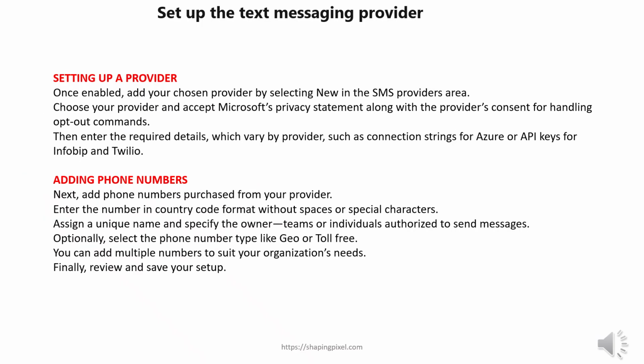Setting up a provider. Once enabled, add your chosen provider by selecting New in the SMS Providers area. Choose your provider and accept Microsoft's privacy statement along with the provider's consent for handling opt-out commands. Then enter the required details, which vary by provider, such as connection strings for Azure or API keys for Infobip and Twilio.